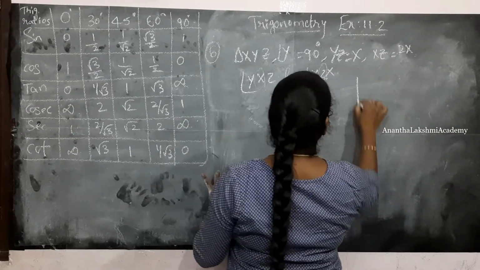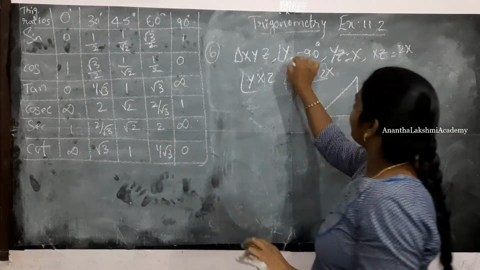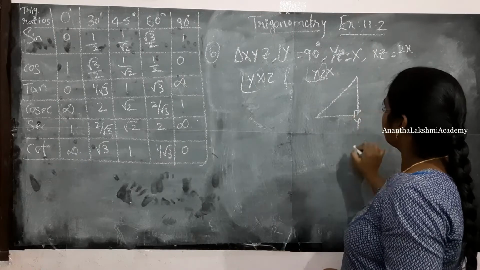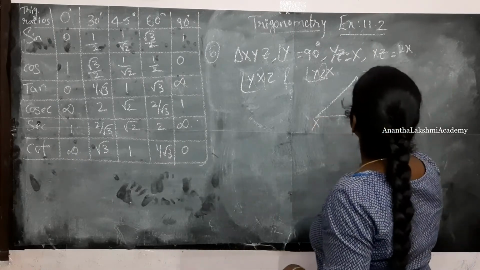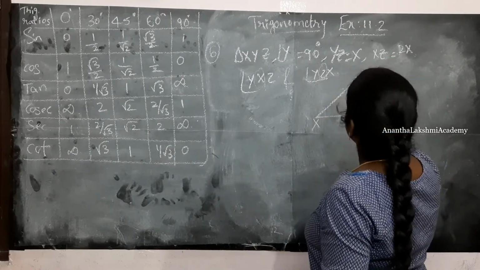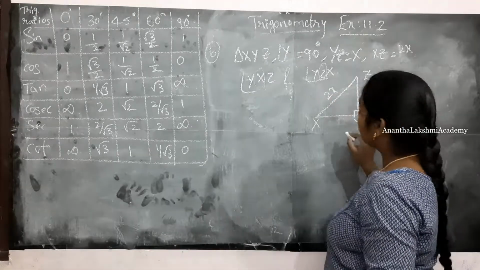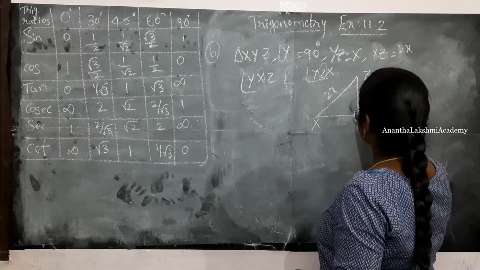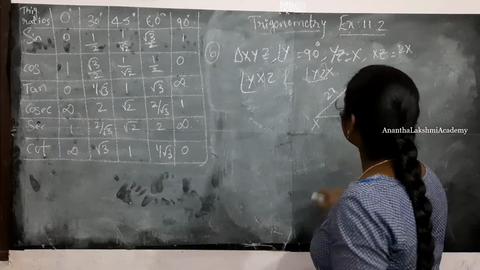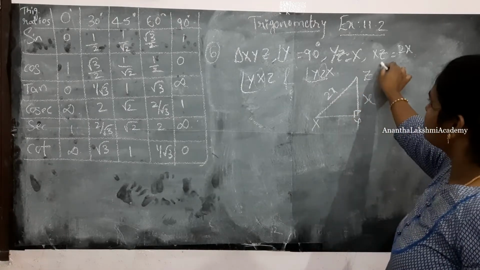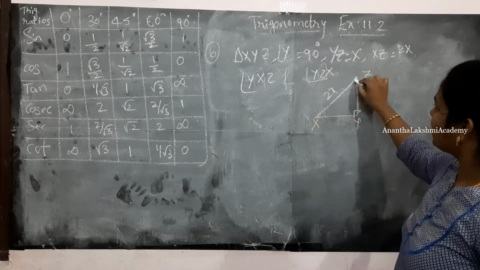Alright, let me draw a triangle. Angle Y is 90 degrees. X, Y, Z. XZ is 2X, YZ is X. They are asking us to find angle X and angle Z.